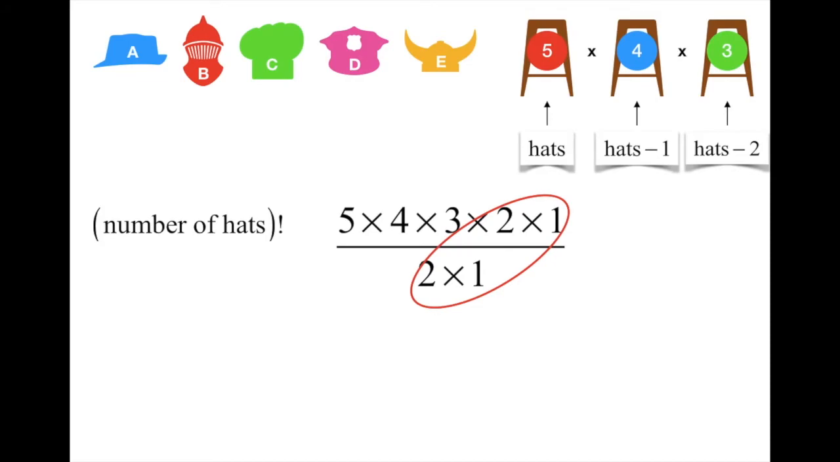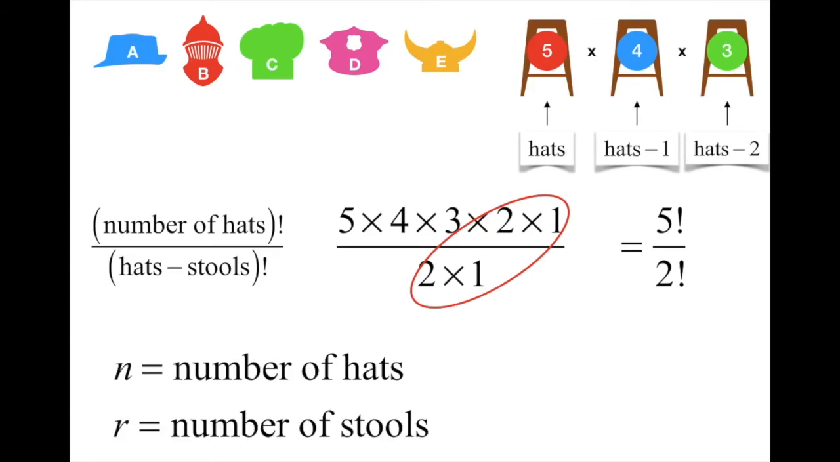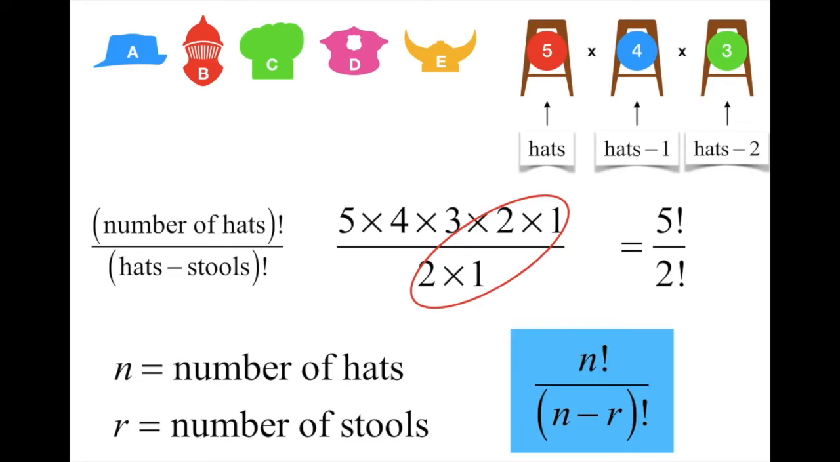Well, it just so happens that I can cancel these out by taking the number of hats minus the number of stools and taking the factorial of that. If you don't believe me, pause the video and work that out on your own. 5 minus 3 is 2, 2 factorial is 2 times 1. So this becomes 5 factorial over 2 factorial. So if n is the number of hats and r is the number of stools, I can generalize this even further to say that n factorial over n minus r factorial gives us the total number of arrangements for 5 hats on 3 stools. So that was a lot to take in.